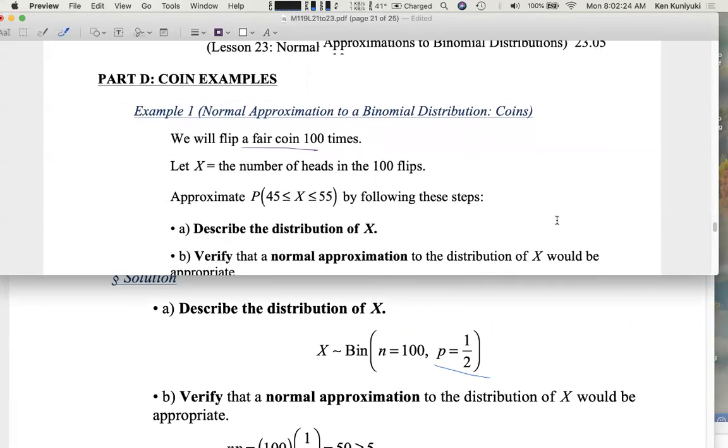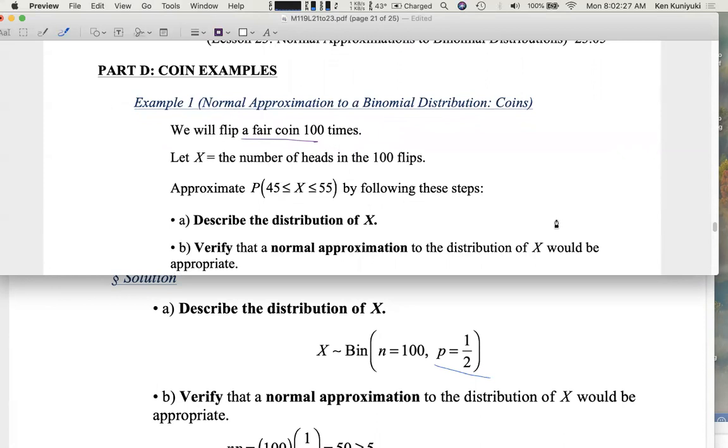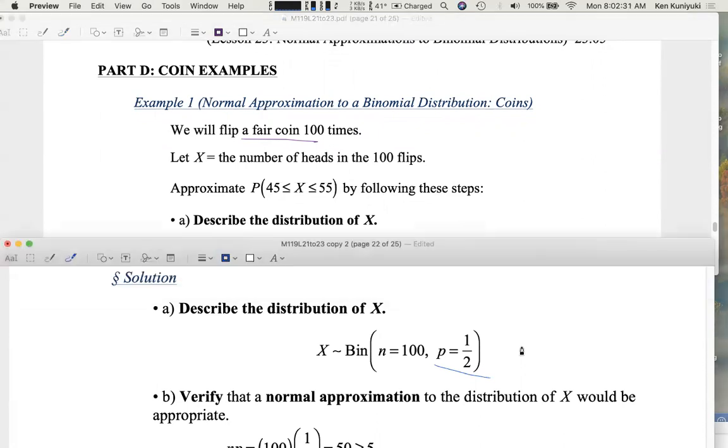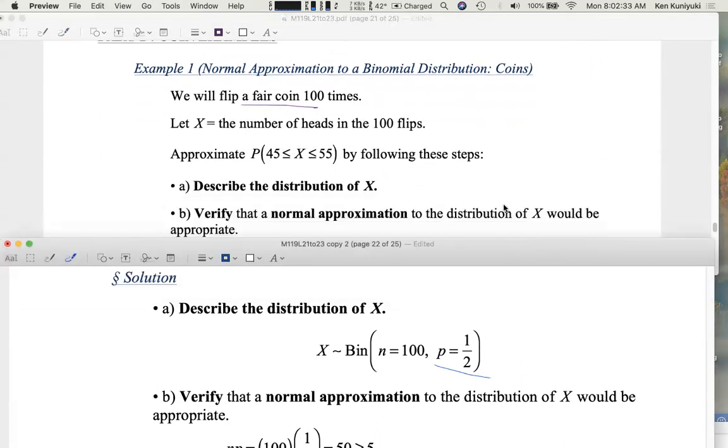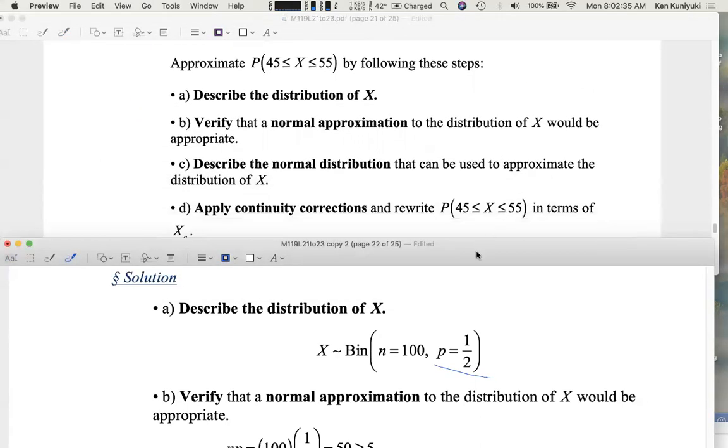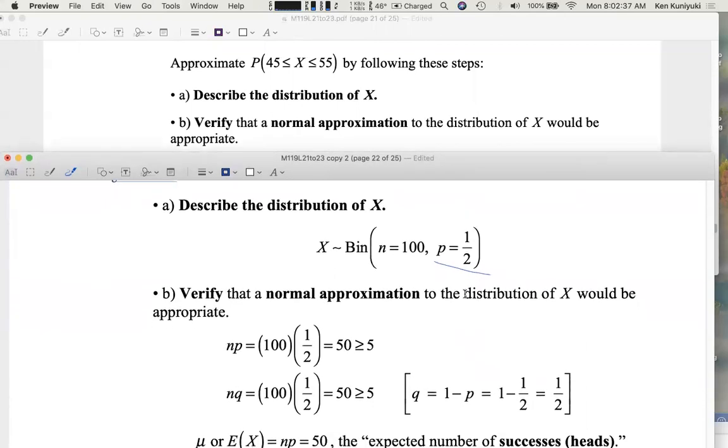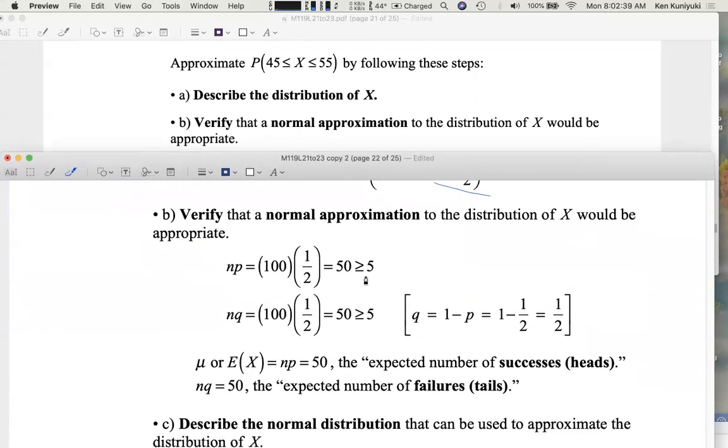In part B, we're going to verify that a normal approximation to this distribution would be appropriate. So we need to verify that np and nq will both be at least 5. And by the way, the 5 here does not come from algebra. It comes from practical observation. It's like the n greater than 30 condition from the CLT.